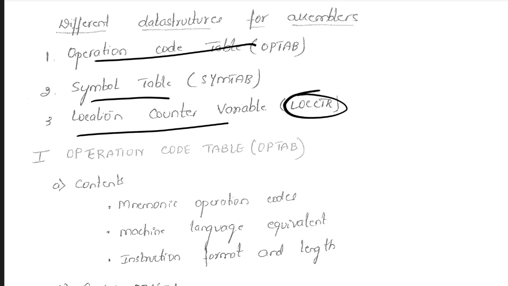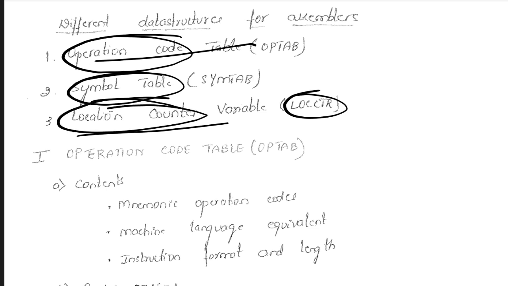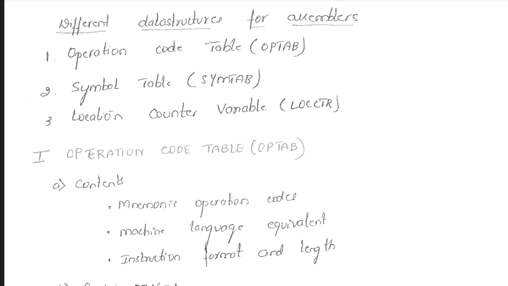By the name itself you can understand, operation code will store the operation codes, symbol table will store the symbols, location counter will store where the particular location of the program is present. Okay, so those are the only main things, and around that you have to write some content. You can get plenty of content from here, you can go through it.